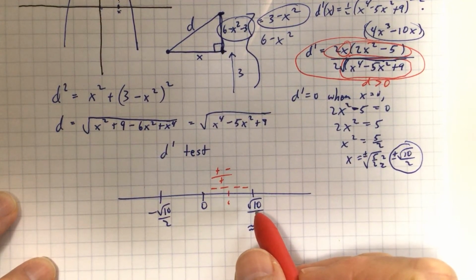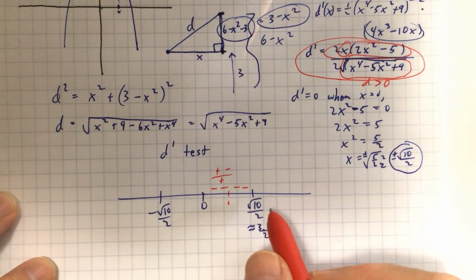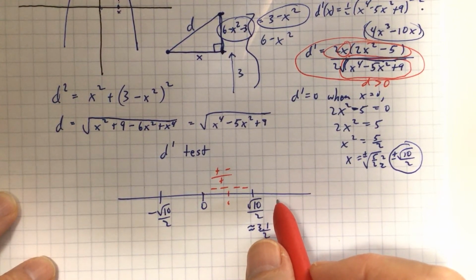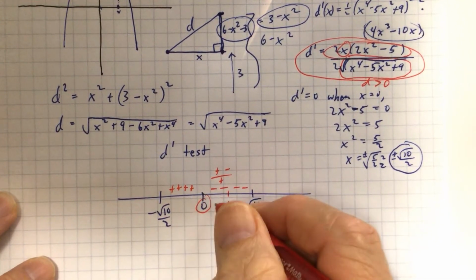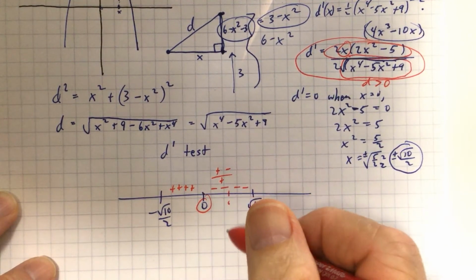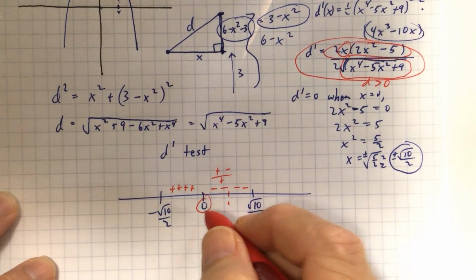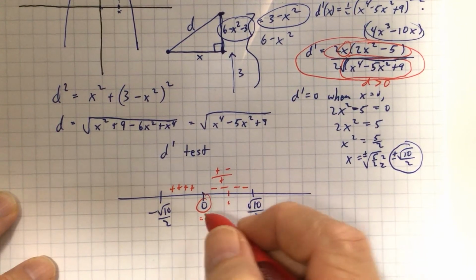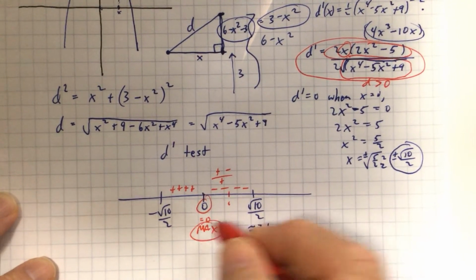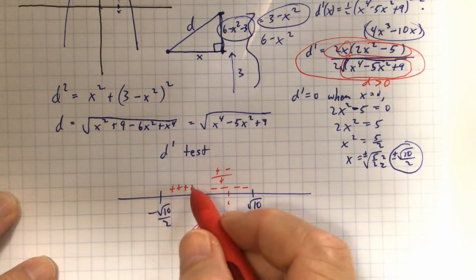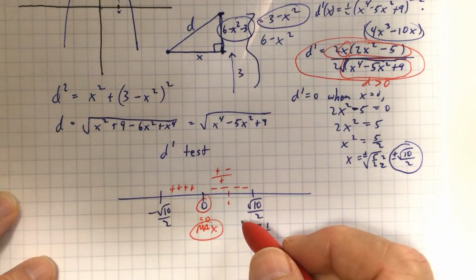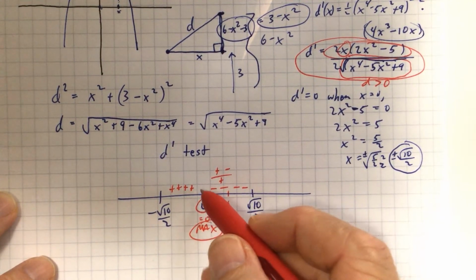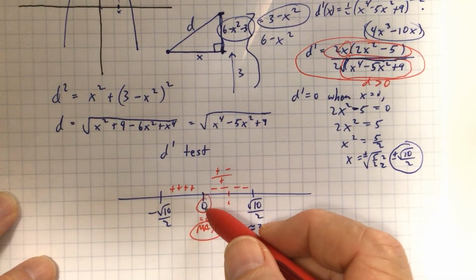We could put a negative 1 in there. If we put a negative 1 in, then that would be a negative times a negative. That's a positive. Up on top, so we have a positive, positive, positive. Remember, 0 is when d prime equals 0. So that's a max right there. So we go from positive to negative, we have a max. So we have a local maximum if x is equal to 0, there's a max.